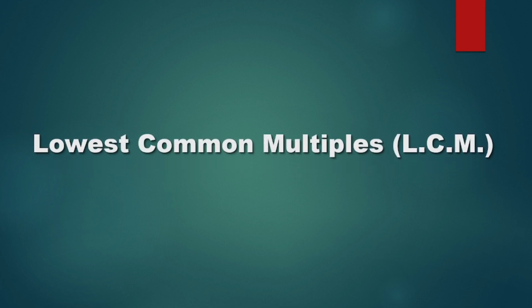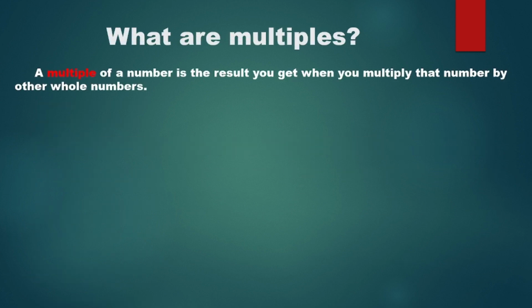I'm Williams and today we're exploring the world of multiples and lowest common multiples, or LCM for short. Ready? Let's dive in. What are multiples? A multiple of a number is the result you get when you multiply that number by other whole numbers. Let's take an example. Find the multiples of 3.